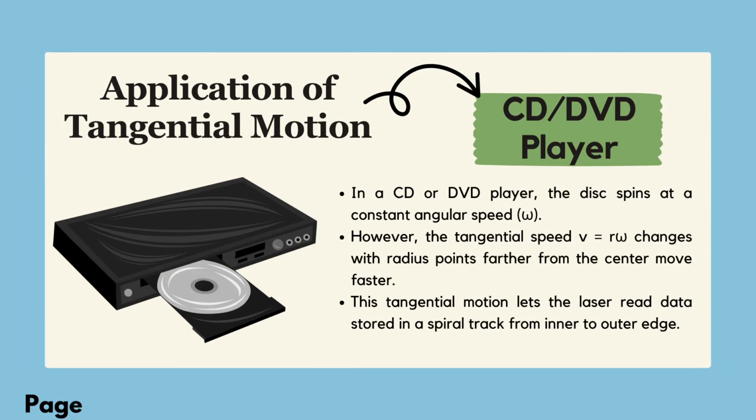Now, let's move to tangential motion in a CD or DVD player. The disc inside spins at a constant angular speed, but the tangential speed isn't the same everywhere. That's because tangential speed equals radius times omega, so points farther from the center move faster. This is how the laser reads data from the inside to the outer edge along a spiral track.